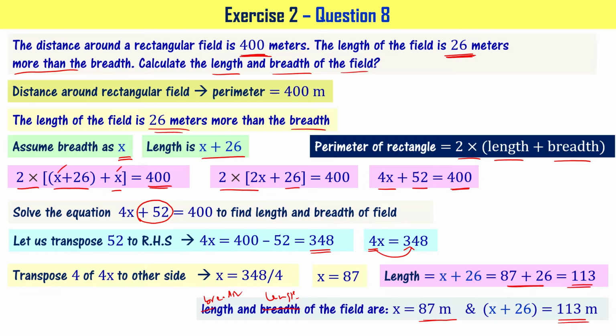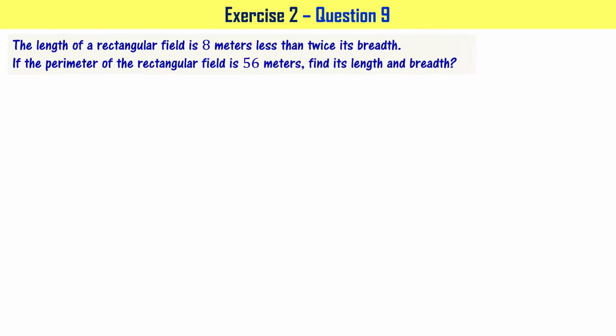Got it? Question number 9: the length of a rectangular field is 8 meters less than twice its breadth. If perimeter of the rectangular field is 56 meters, find its length and breadth. The first statement says the length of a rectangular field is 8 meters less than twice its breadth, right? And perimeter of the rectangular field is given, that is 56 meters. The first statement is giving the relationship between length and breadth, and second statement is giving the perimeter, right?